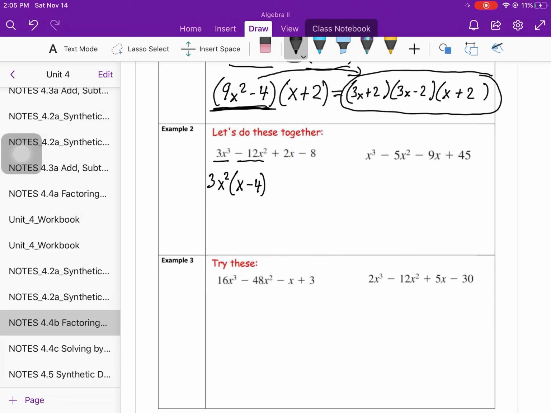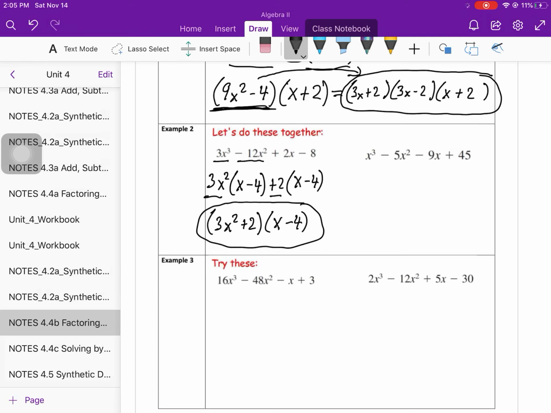Over here, we can take a positive 2 out, and we're left with x minus 4 again. If we're doing it correctly, you should get the same thing in parentheses. So now we're going to pick out the front pieces, put those in their own parenthesis, 3x squared plus 2, and then we have x minus 4 following right behind it. Notice though, this is actually the final answer. We can't factor either of these any further. This is where we have to stop with this problem.